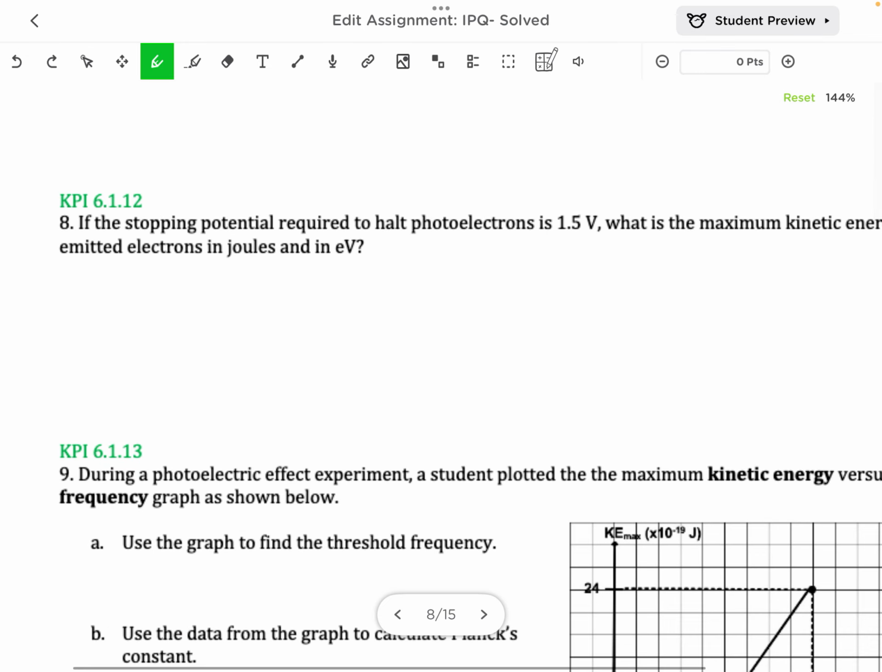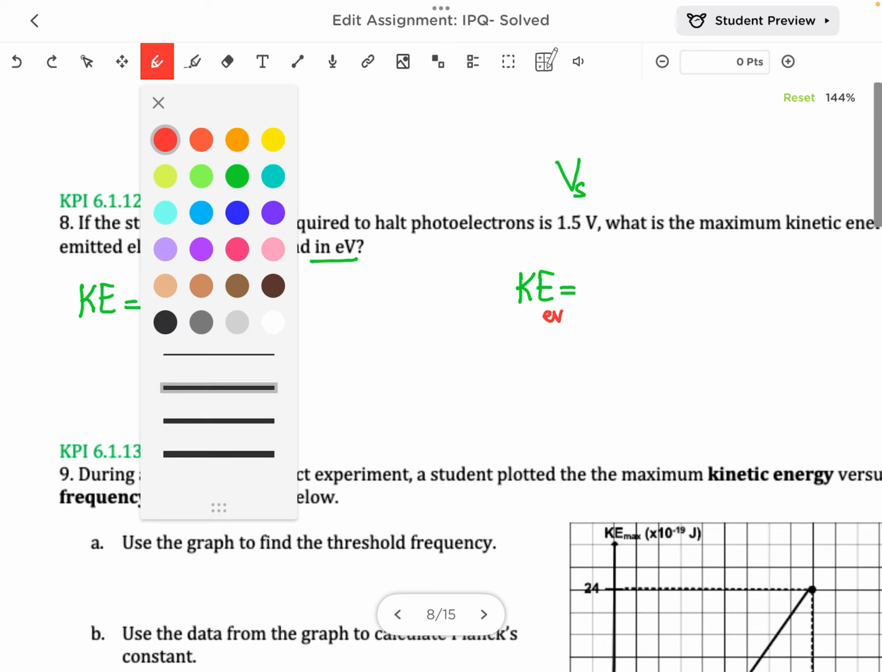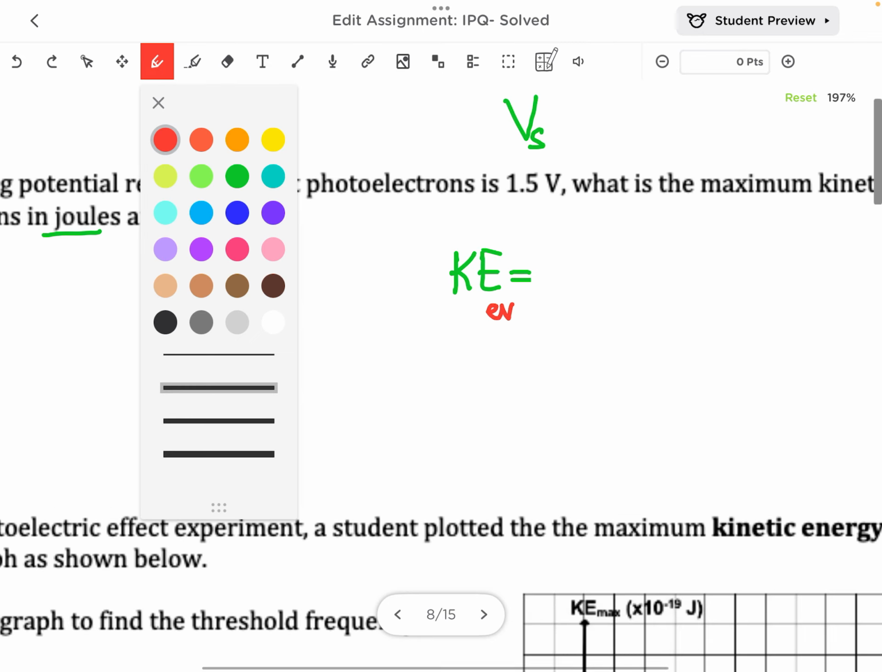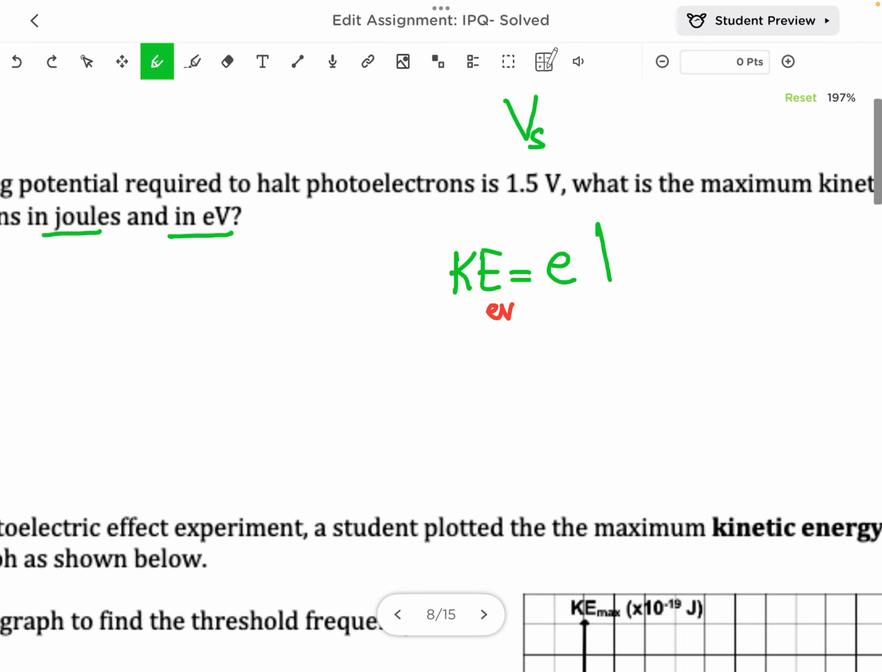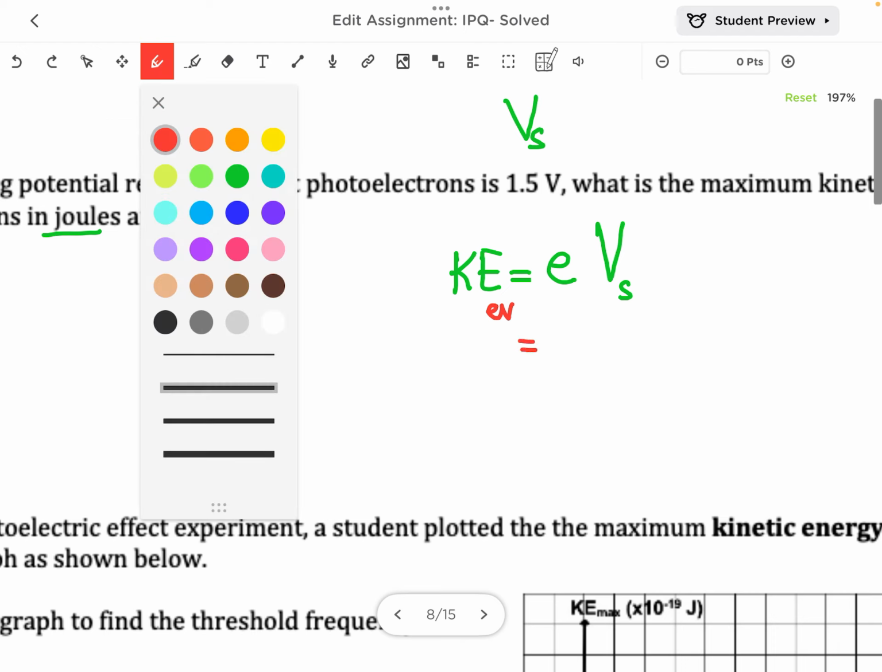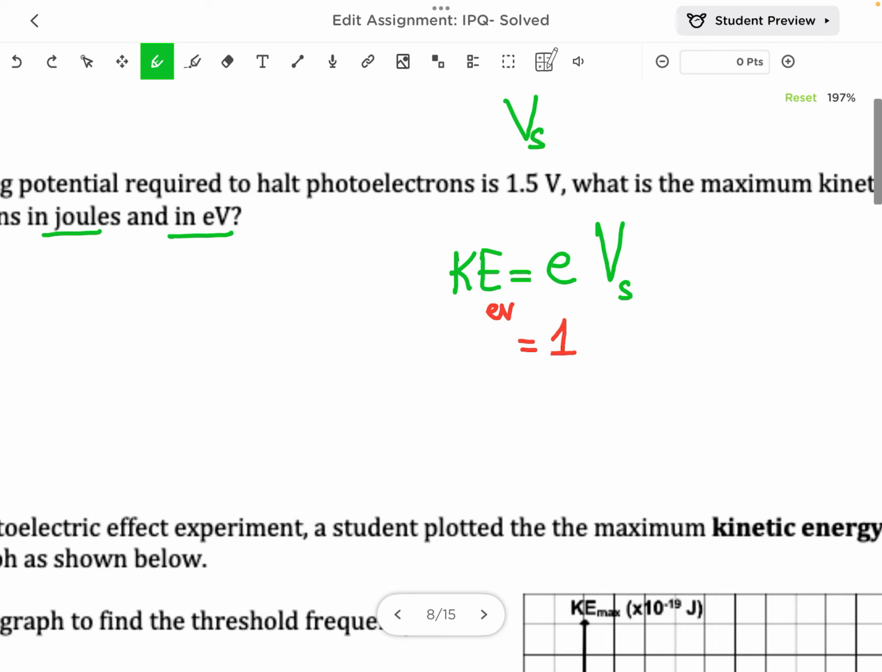If the stopping potential is 1.5 volt, what is the maximum kinetic energy in joules and in eV? So basically, to find the kinetic energy in joules, it's a bit different than the one in eV. Starting with the easier one, the one in eV, it is e multiplied by VS. But because it is in eV, I will use e equals 1. VS is 1.5, so I'll have 1.5 eV.